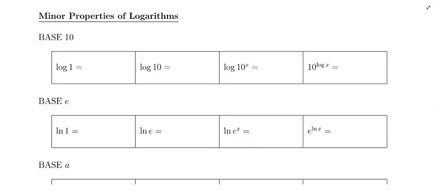The last thing that we need to review before jumping into solving exponential and logarithmic equations is properties of logarithms. So on page 3, we're going to review both minor properties of logarithms and major properties of logarithms. We're going to start at the top of page 3 with the minor properties.